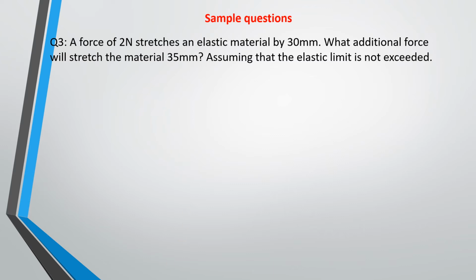Here they said that a force of 2 newtons stretches the material by an extension of 30 millimeters. So you have to convert this to meters, and that means you have to divide it by 1000. Millimeters to meters is 1000. So when you make this division, it will give you 0.03 meters.